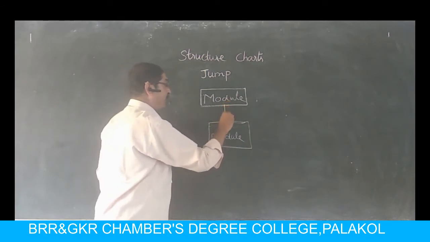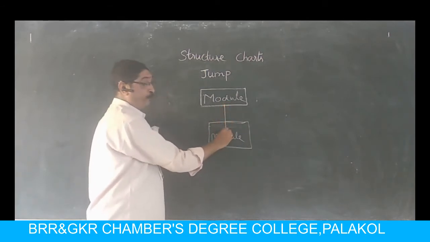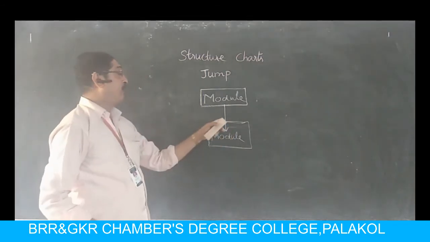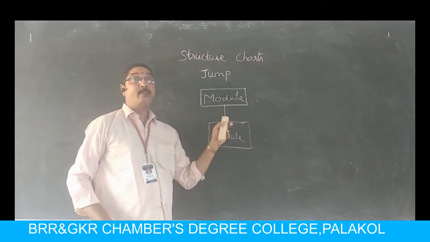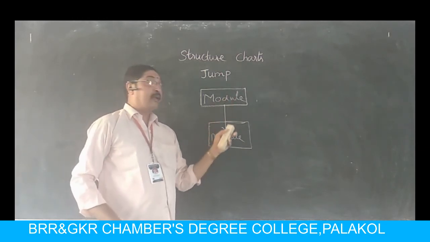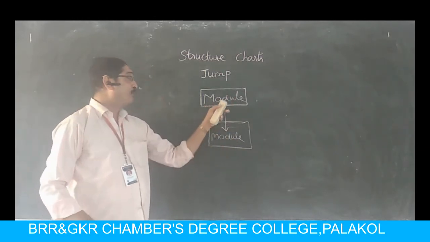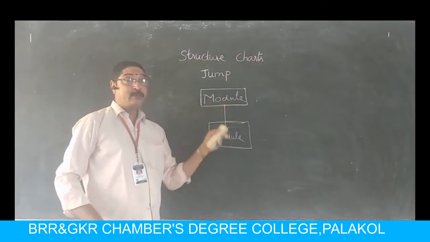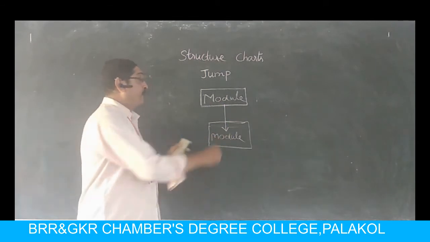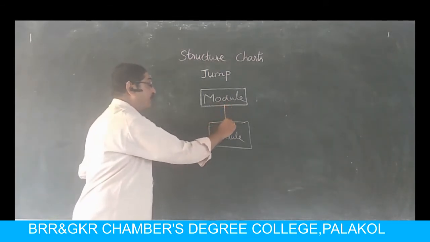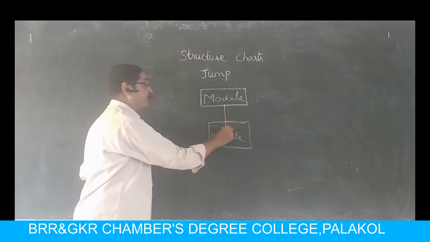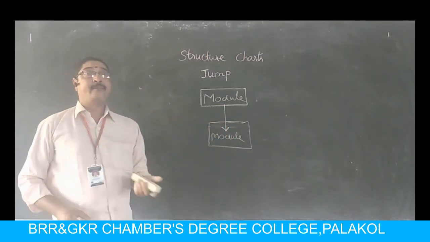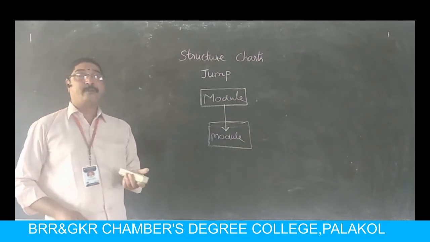You have to draw an arrow inside the box, not on the outer side. In this jump module, this is the first module and another module. The control will move from this module to this module. The control will jump from this module to this module directly. But here the arrow must be used in the middle of the box, the middle of the rectangle. So how can you explain this jump module?